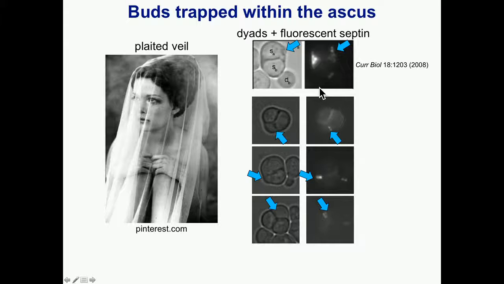And so I looked at some more dyads using septins to mark the bud neck, and saw plenty of occasions in which indeed the new bud would get trapped within the ascus.